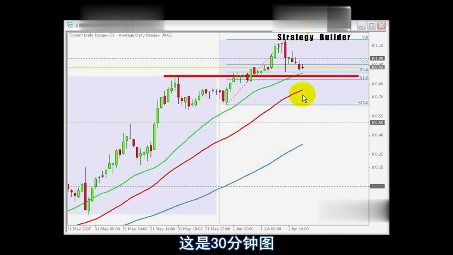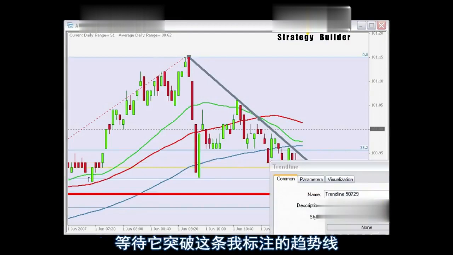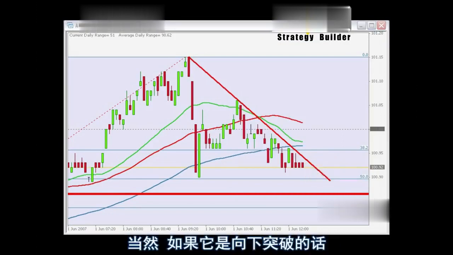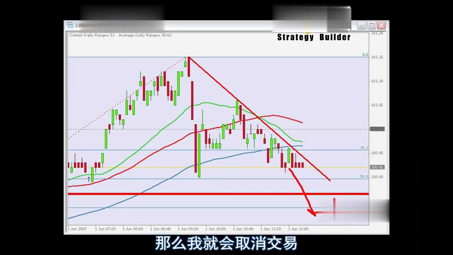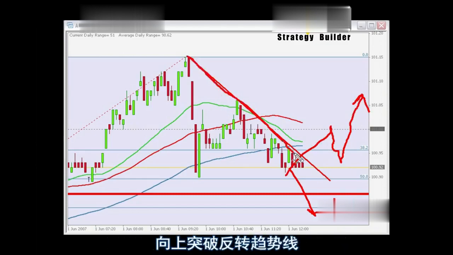So this is the 30 minute chart, and in the 5-minute chart I'm going to be looking for any possible reversal formation, breaking this trend line that I'm marking now in red. As usual, if this level breaks to the downside, I will cancel the setup for today. What I'm looking for is my typical reversal formation with an intraday trend line break to the upside.